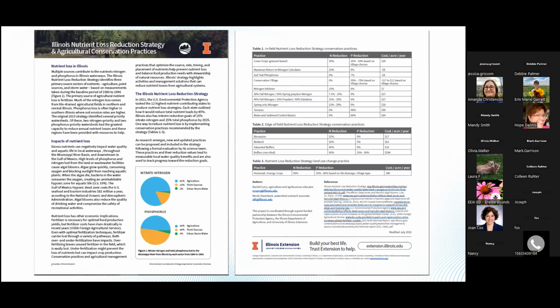And if you're curious about all of the practices, Nicole and I just published a fact sheet on the NLRS and the ag conservation practices, and it highlights nutrient loss in Illinois and the NLRS, as well as provides an overview of all of the NLRS approved ag conservation practices, including their nitrogen and phosphorus reduction efficiencies.